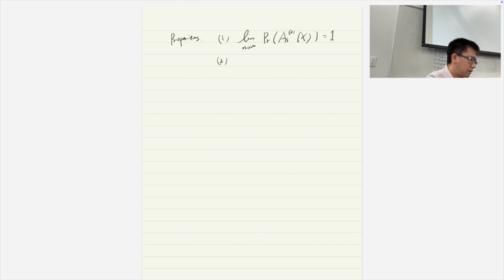And secondly, what we have is the volume. Before, for the discrete case, we had the cardinality of the typical set. Here, since it's continuous, we talk about the volume instead of the cardinality. So here, we let x be in the typical set.